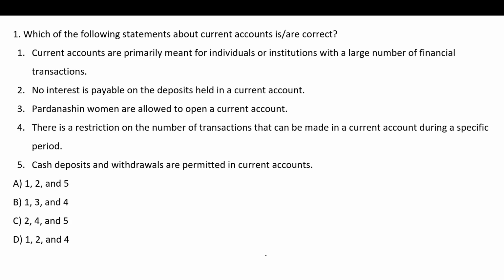Which of the following statements about current accounts is or are correct? Current accounts are primarily meant for individuals or institutions with a large number of financial transactions. Absolutely correct. No interest is payable on the deposit held in a current account. Correct. Pardanasheen women are allowed to open a current account. Not correct. There is a restriction on the number of transactions that can be made in a current account. There are no restrictions, so this is not correct. Cash deposits and withdrawals are permitted in a current account. Yes, they are. So 1, 2 and 5 is the correct answer. A is the correct answer for this question.